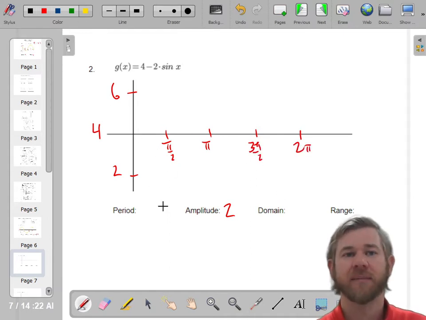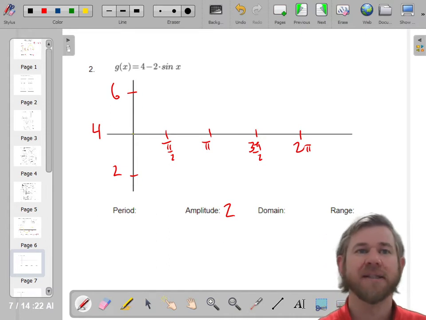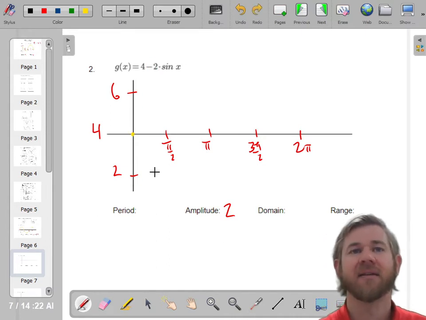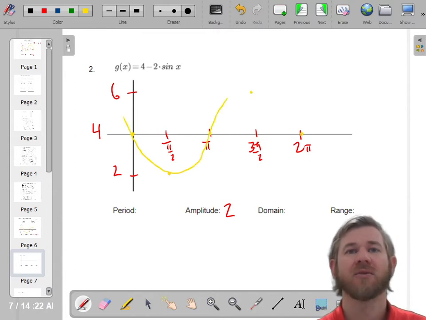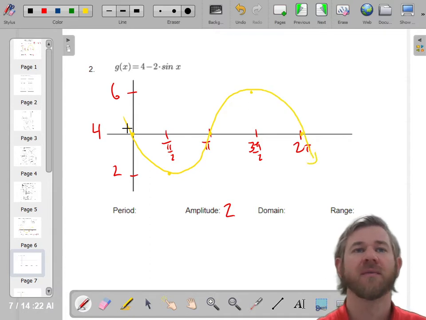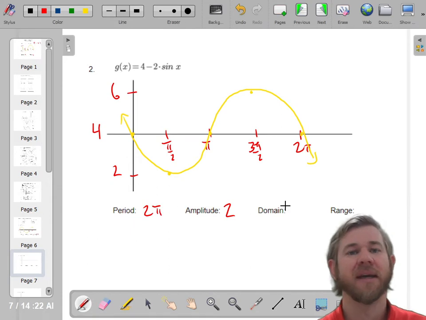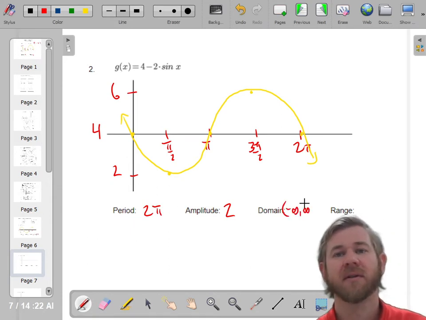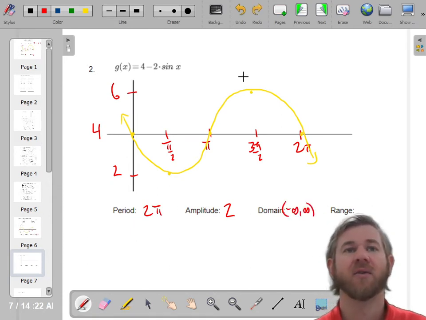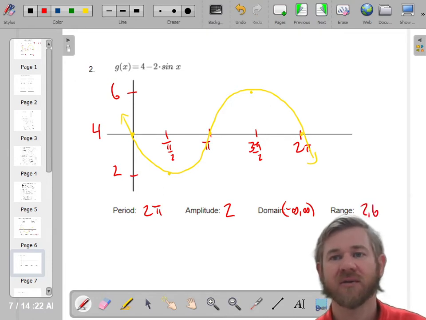And now I just need to draw it. So it's a sine function, but it's upside down. It's upside down because it's a negative. And if I draw a negative sine curve, it looks like this. And you want it to be smooth. That's pretty smooth. Okay. Period, still 2 pi. Domain, all real numbers. Range, so the range here is from 2 to 6.